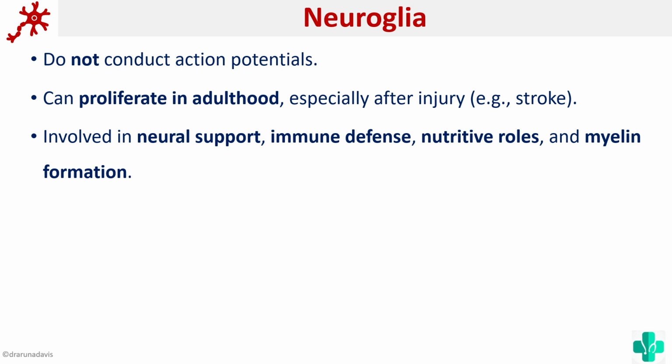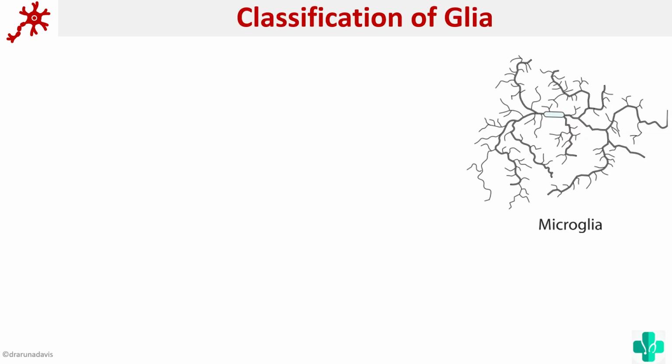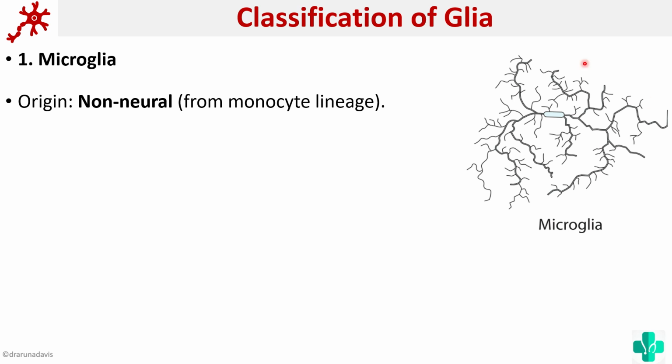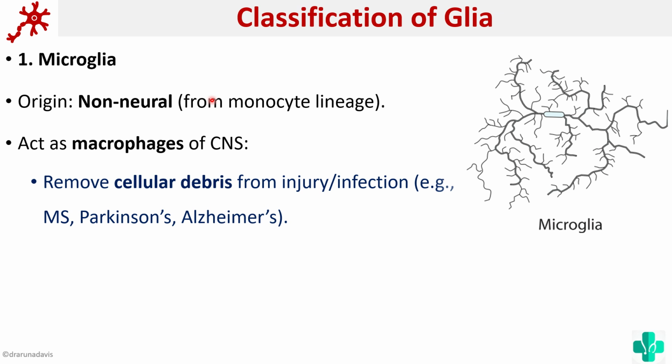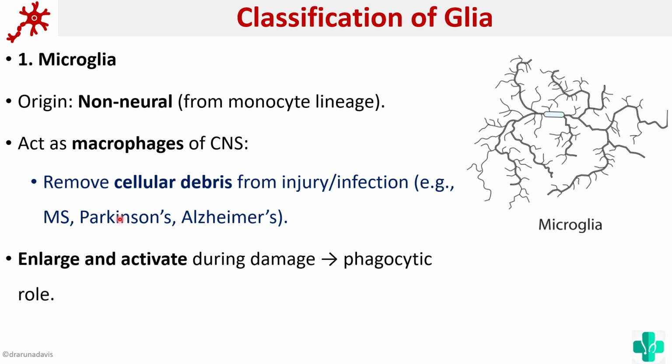Now we'll see the classification of the glial cells. We can classify them into microglia and macroglia based on their size. Microglia means obviously small glial cells. They are non-neural, from monocytic lineage. So obviously what might be its function? Because it's from a monocytic lineage, they act as the macrophages of the CNS. It helps to remove the cellular debris after injury or infection, like in multiple sclerosis, Parkinson's, Alzheimer's, and they also enlarge and activate during damage. So their main function is this phagocytic role.